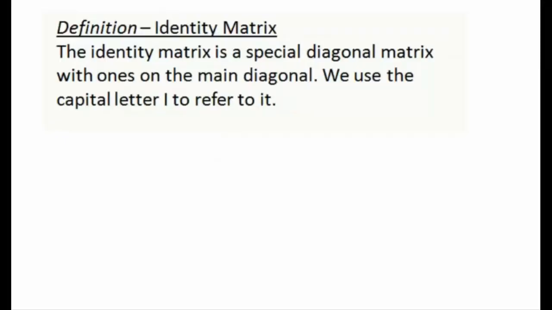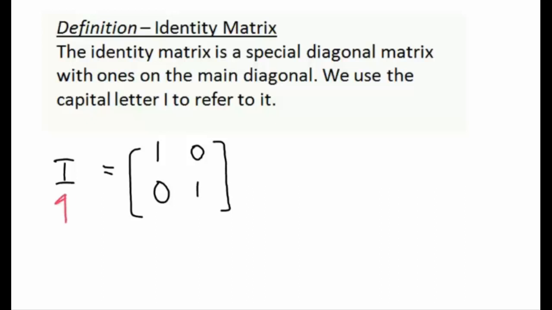There are two more special matrices that I want to discuss in this lesson as well, and the first one's called the identity matrix, and it's a special kind of diagonal matrix where we have only ones on the main diagonal. So for example, we could write down the 2 by 2 identity matrix, and it's a diagonal matrix that's 2 by 2 and has only the number ones on the main diagonal. We usually use the capital letter I to refer to an identity matrix, and sometimes you'll see me write a subscript beside the I, and this subscript here just tells us the size of the identity matrix.